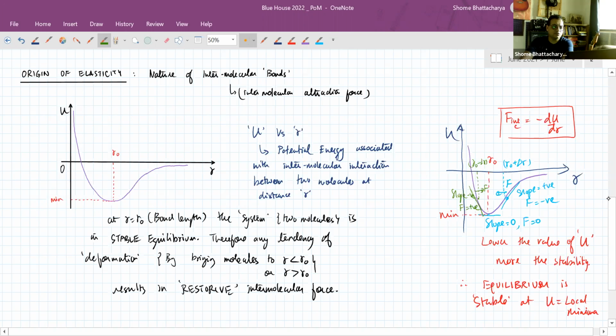If, because of some external forces, you're trying to extend the material or increase its geometric dimension, that means you're trying to pull the molecules apart from the natural bond length. Immediately the intermolecular interaction is such that there is some kind of internal force which tries to restore the molecules back to the natural bond length. Similarly, if externally we are trying to compress the material, then at the molecular level we are trying to force the molecules to come closer than their natural bond length.